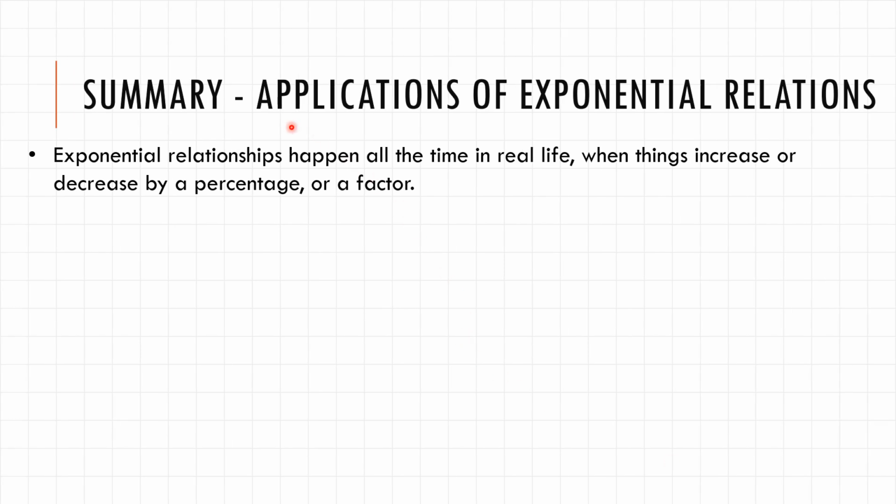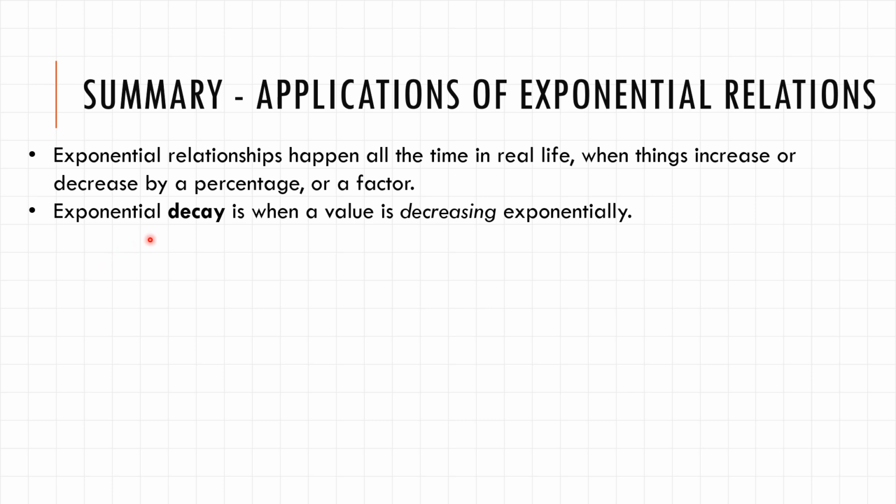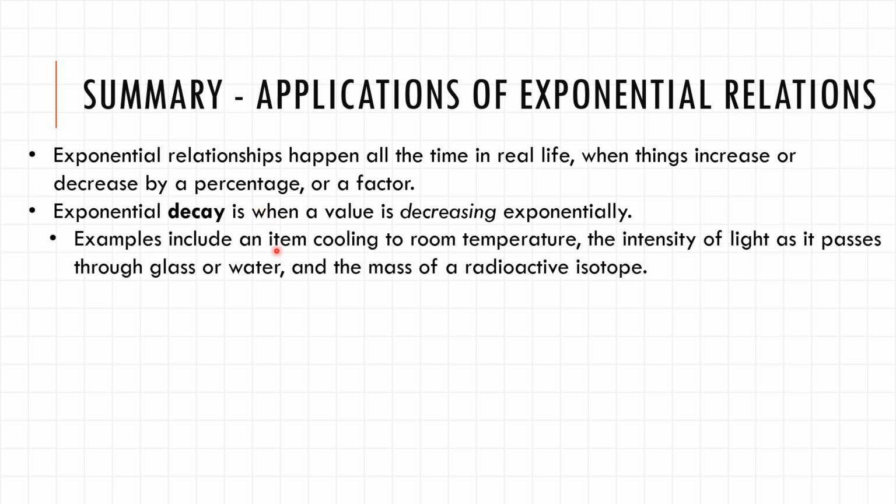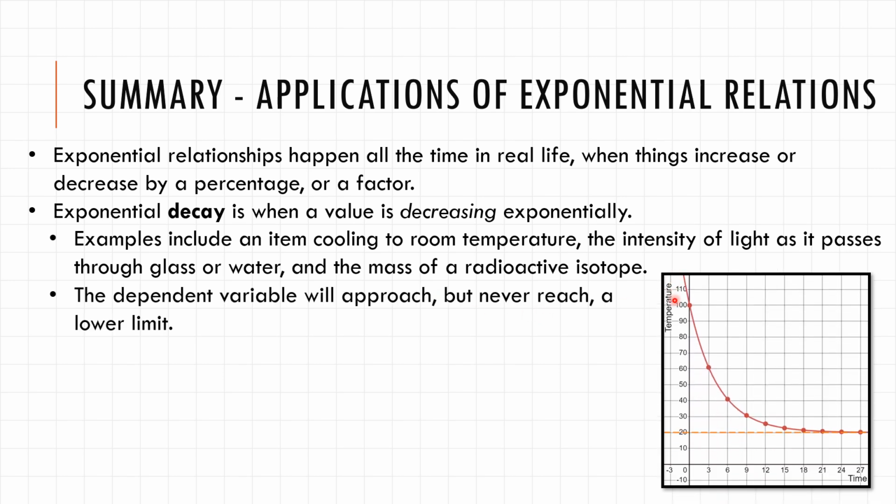In our last section, we talked about how to apply exponential relations, and we saw that they happen all the time when things increase or decrease by a percentage or by a factor. Exponential decay happens when the value is decreasing, and an example of that is an item cooling to room temperature, the intensity of light as it goes through a glass or as it goes through water, or the mass of a radioactive isotope. And in that case, it looks kind of like this, where the dependent variable, which is usually y, will approach, but never actually reach a lower limit, whatever that number is. In this case, it's 20.